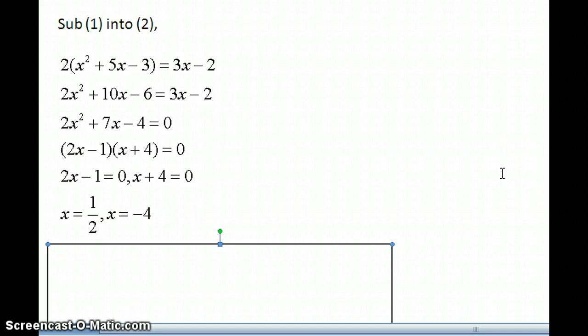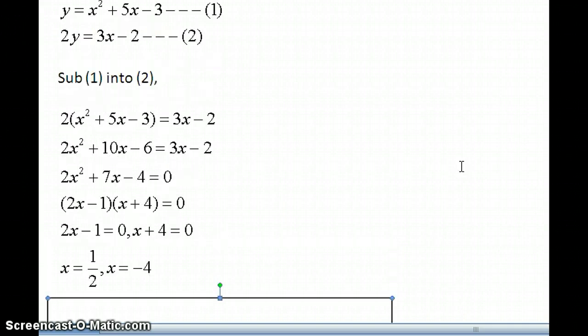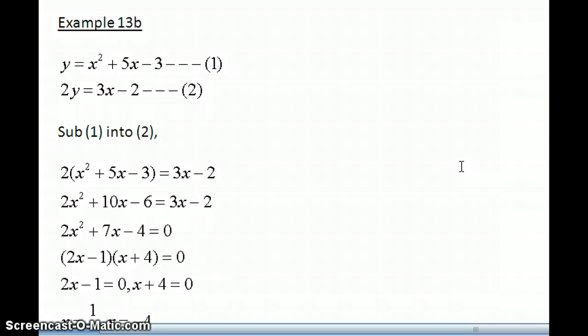Now for this question, it really doesn't matter, it's really up to personal preference which equation you want to substitute 1/2 and -4 into. For me, I would prefer to substitute the values of x into equation 2 because I don't really like working with quadratic equations. But it really is up to you.